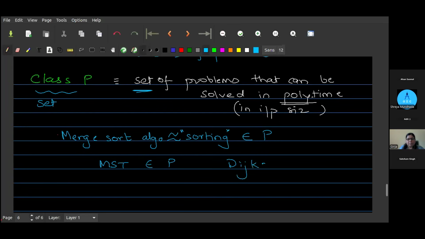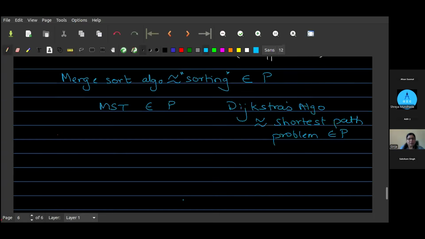Dijkstra's algorithm. Again, this is an algorithm, so we will not classify this, but it is for the problem of shortest path. So the problem here is shortest path, and that is in P because Dijkstra's algorithm runs in polynomial time.